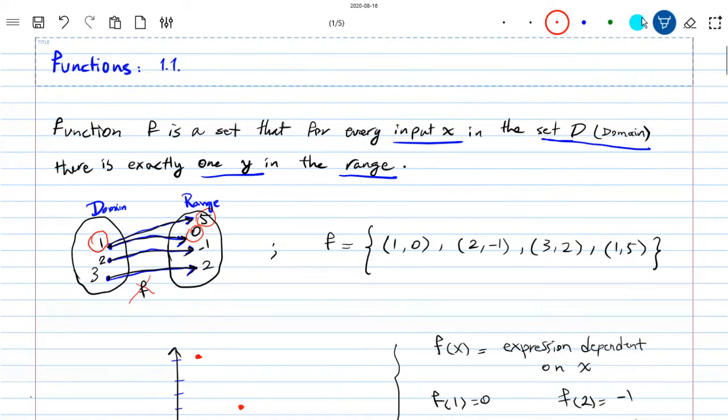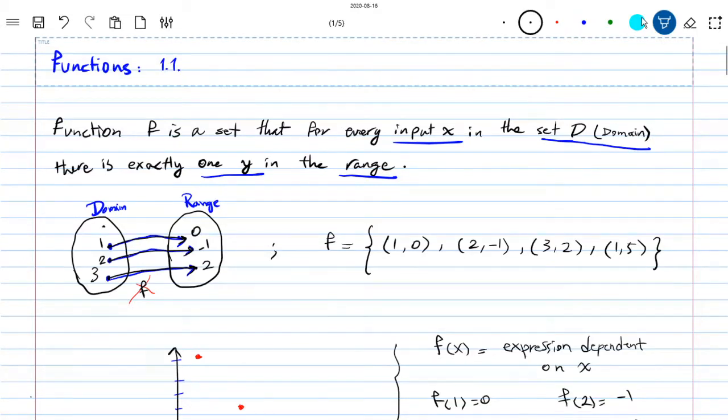So to make it a function, I'm going to erase one of these points. Let's say there is no 5. So now we don't have any issue. 1 goes to 0, 2 goes to -1, 3 goes to 2. These numbers could be the same as well.